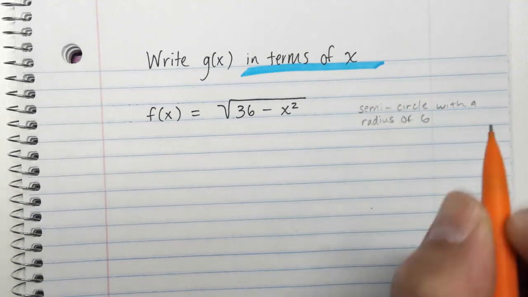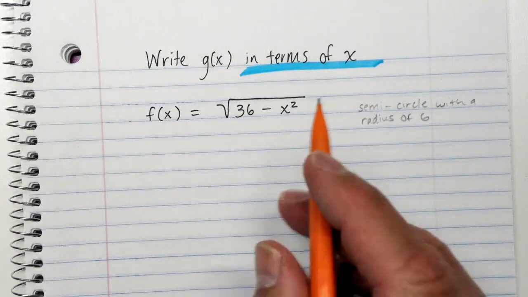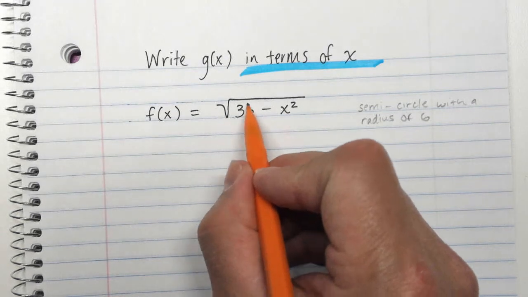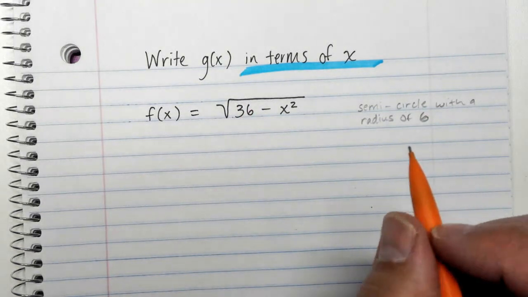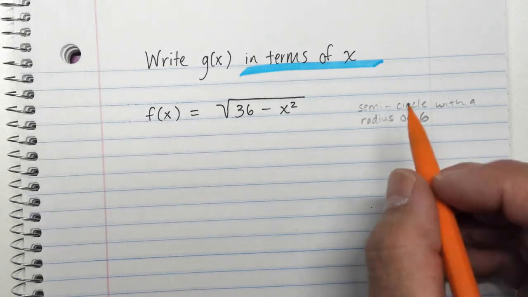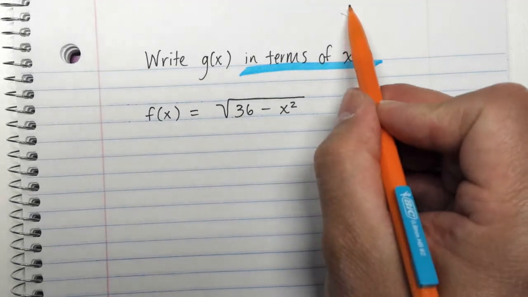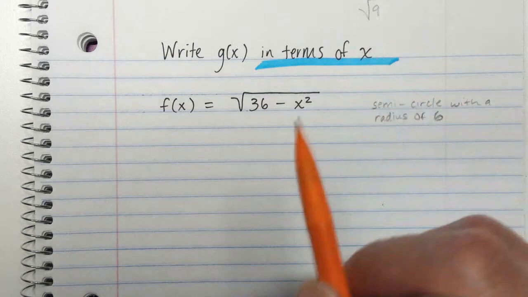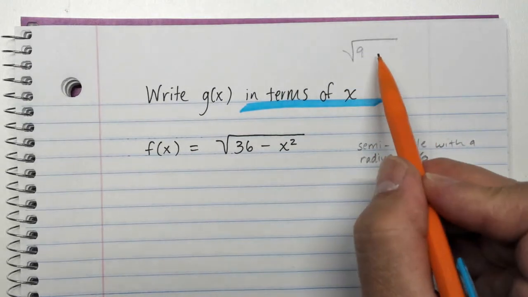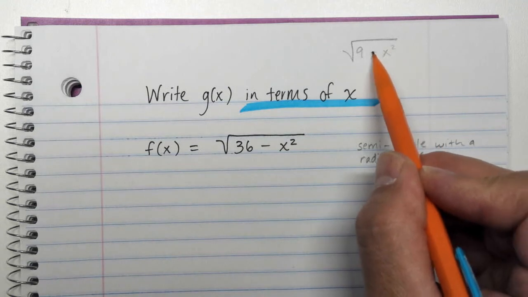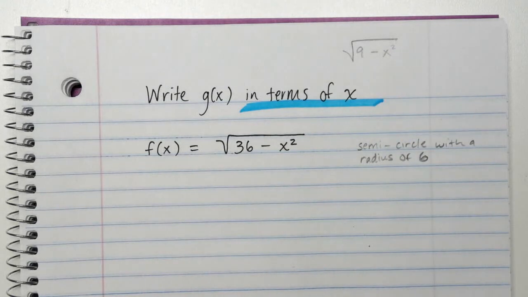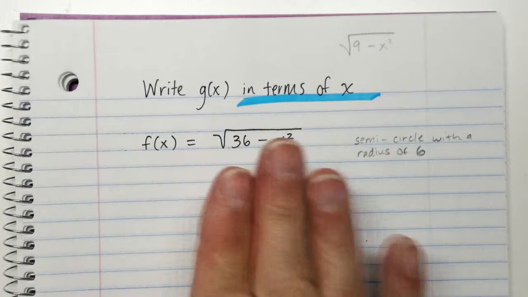Now, I think the one for your homework assignment, there's a 9 here. So that would be a semicircle with a radius of whatever the square root of 9 is. I give you a hint. It's not 4.5, suckers. Okay, so original function.